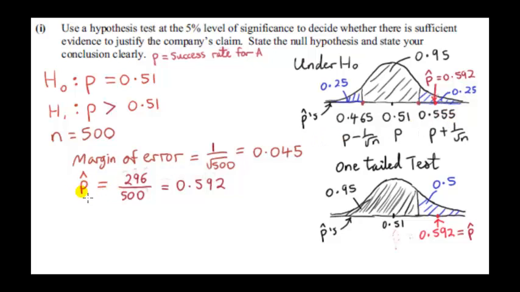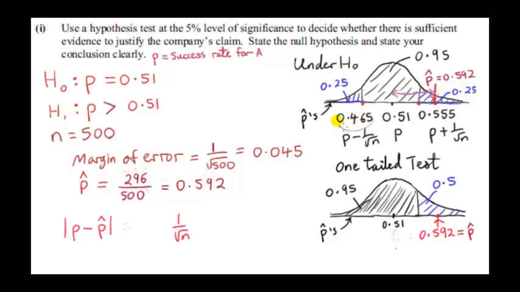Okay, from our sample, 296 out of 500 were successfully treated by drug A. So our sample proportion, our estimate for the population proportion, is 0.592. As we saw before, to see whether or not our sample proportion is in the rejection region, we can get the distance of P hat to P. That's this distance here.